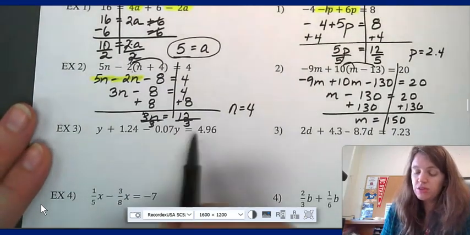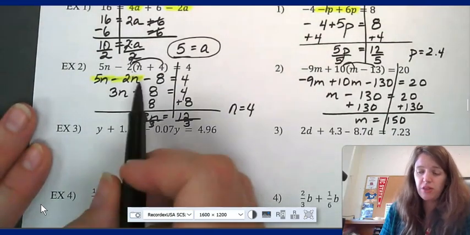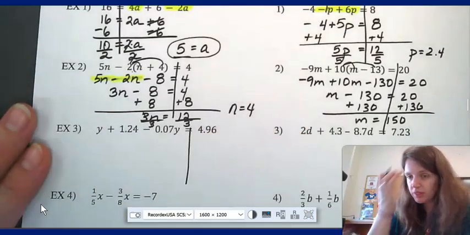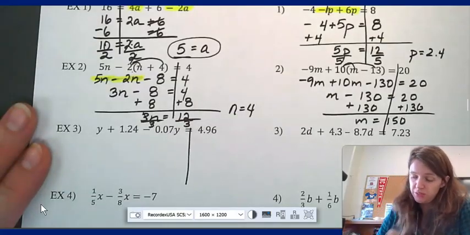All right, example 3. There's nothing different here. This actually is easier than the previous problem. It just has decimals in it, so you guys get a little, I don't know, confused or think that you need to do something different.